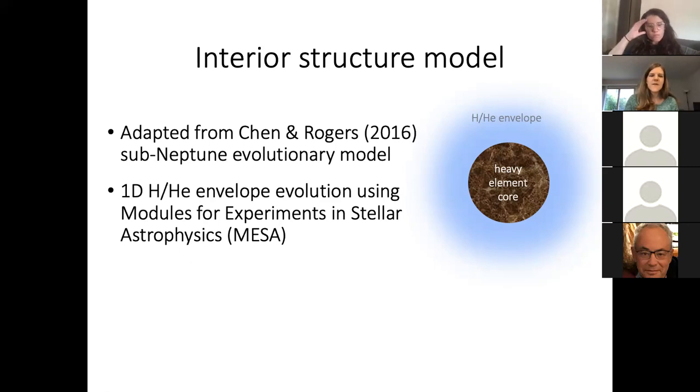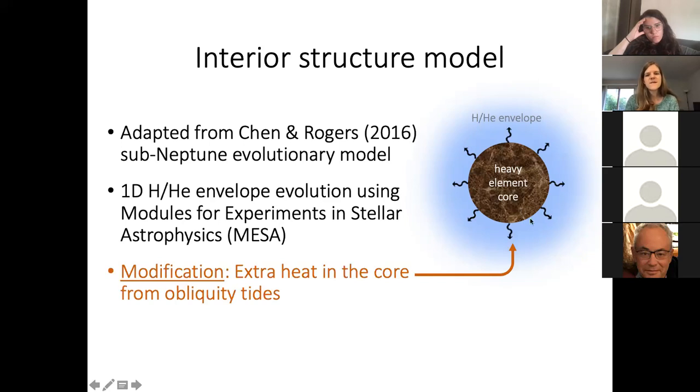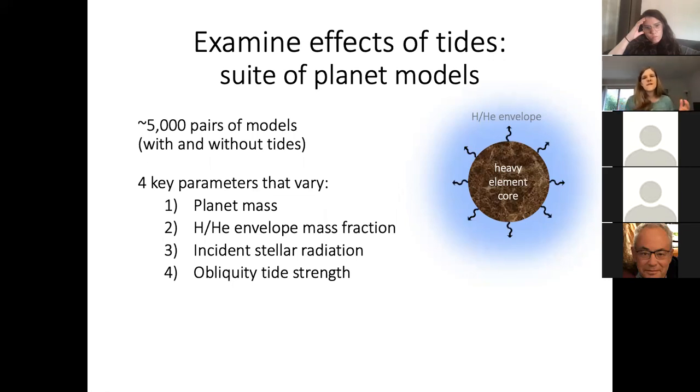And my modification to this model was just to include extra heating inside the planet that we would expect to be there if obliquity tidal heating is operating in the planet. Okay, so to get a sense of how much these obliquity tides result in any amount of radius inflation of the planet, I did a large Monte Carlo suite of planet models where I was varying the planet mass, the amount of mass in the hydrogen-helium envelope, the strength of the stellar radiation, the strength of the obliquity tides, etc. Well, actually, no, just those 4 key parameters.